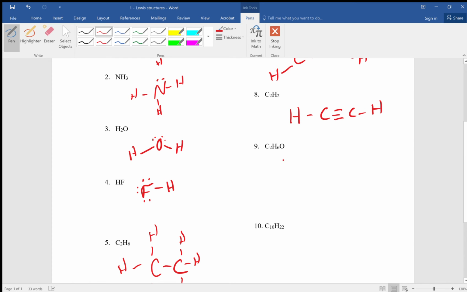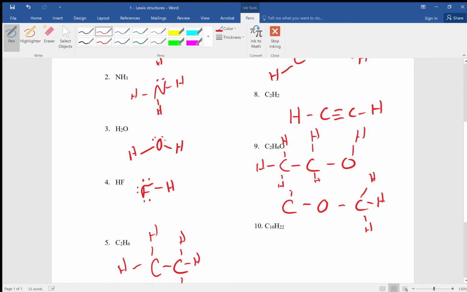Now in number 9, did you connect it as carbon, carbon, oxygen? Or as carbon, oxygen, carbon? Which would give us that molecule. Or did you go carbon, oxygen, carbon for this slightly different molecule? So which one's correct?